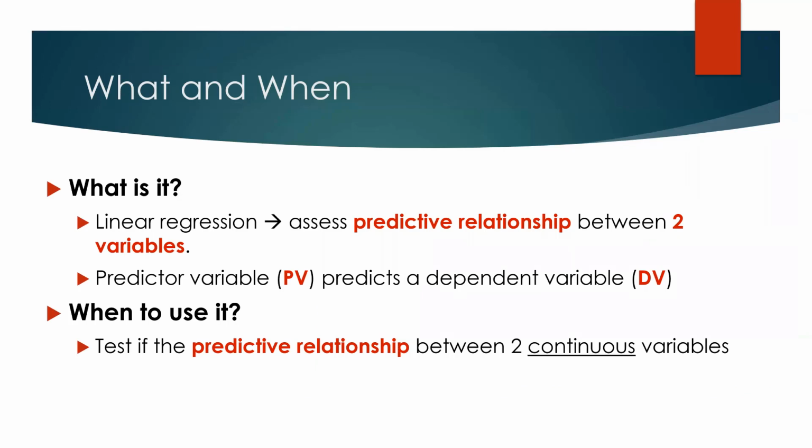So let's talk about what it is and when we use it. A linear regression assesses the predictive relationship between two variables. It looks at the predictor variable and it predicts a dependent variable. So does the PV predict a DV? When would you use it? You would use it when you want to see if two continuous variables have a predictive relationship, where the X, or the PV, predicts the Y, the DV.